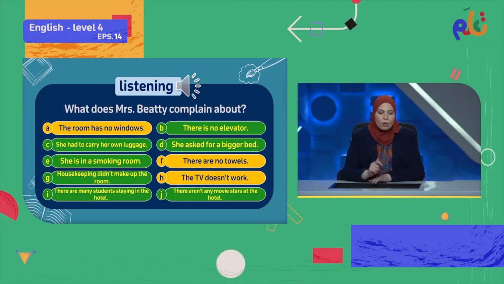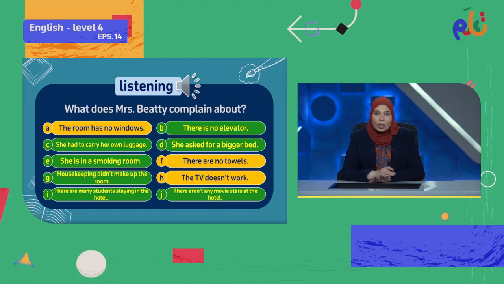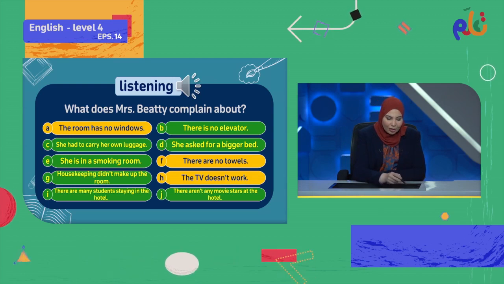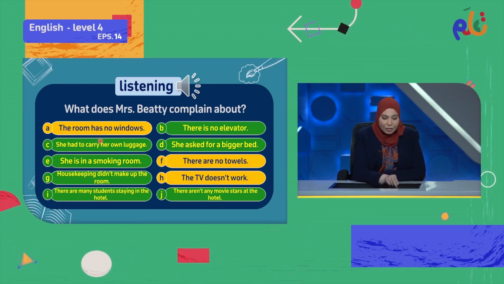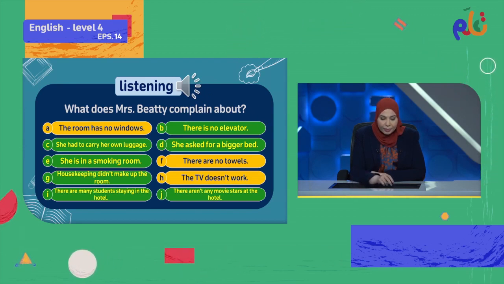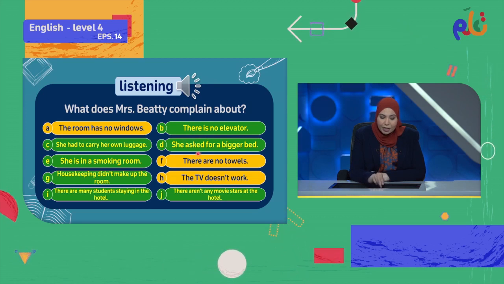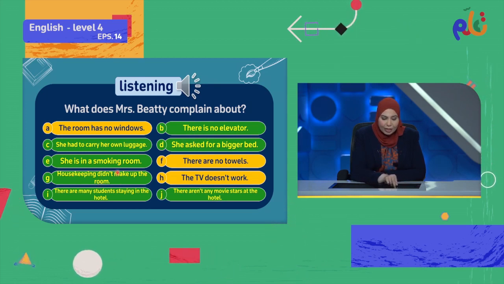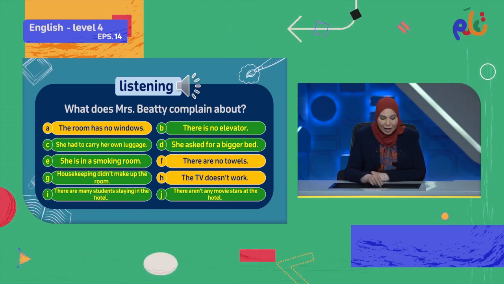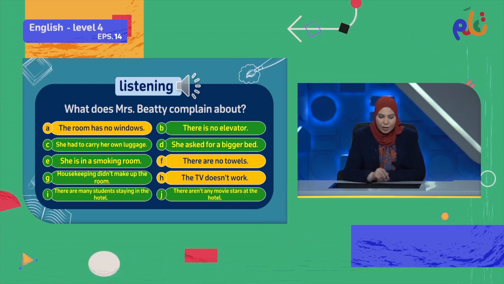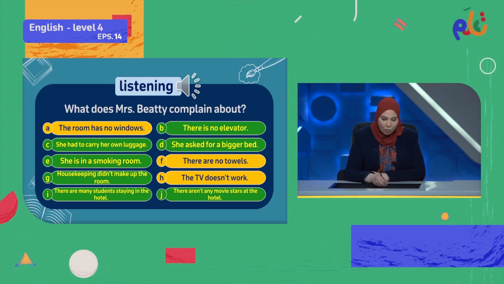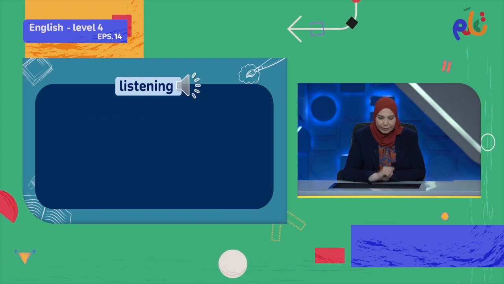All right. So Mrs. Beatty complained about a lot of things. So she has complained about 7 different things, which are: she had to carry her own luggage and there is no elevator. She asked for a bigger bed. Housekeeping didn't make the room, and there are many students staying in the hotel and there aren't any hotel stars. So there aren't any movie stars in the hotel. So let's go to the next question and let's see what other problems does she face.